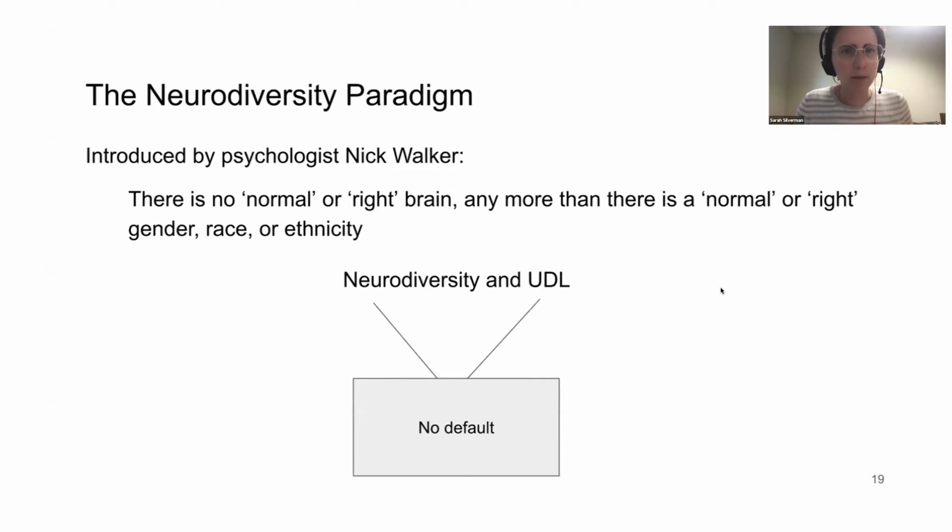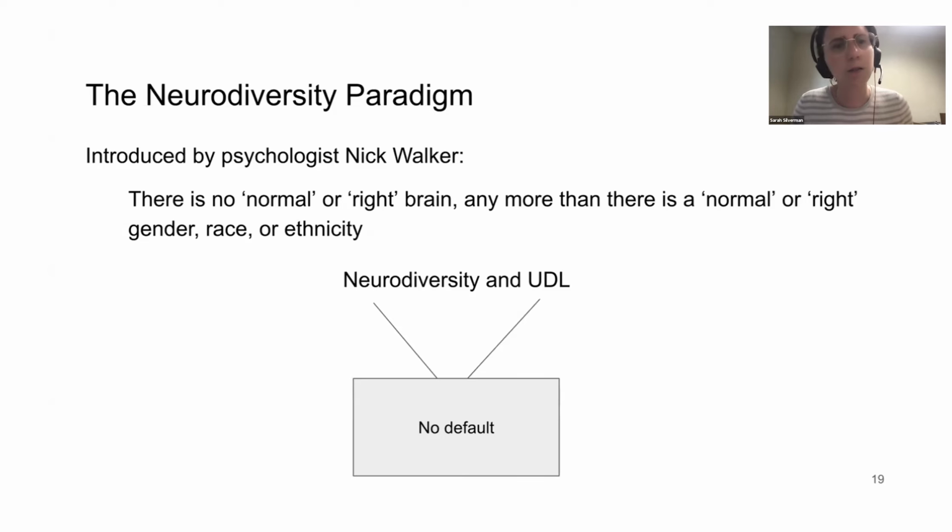One of the intellectual ideas that came out of the neurodiversity movement is the idea of the neurodiversity paradigm, which is a simple statement on what neurodiversity is and why it matters, and it was originally introduced by psychologist Nick Walker. To paraphrase what this paradigm is, it says that there is no normal or right brain any more than there is a normal or right gender, race, or ethnicity.